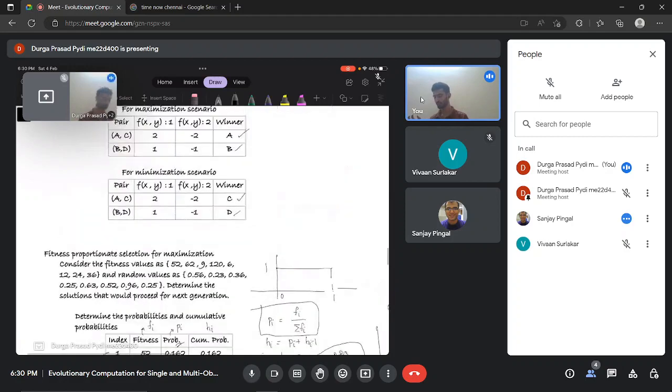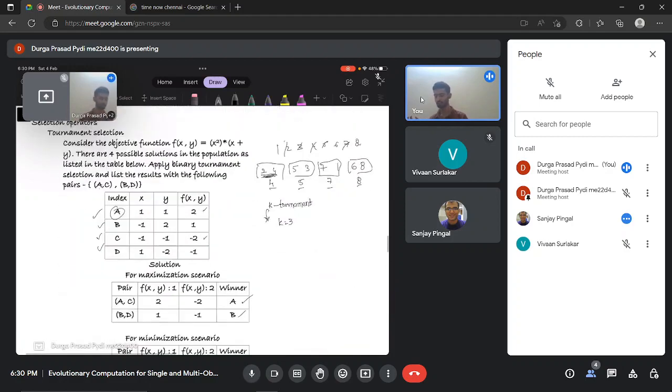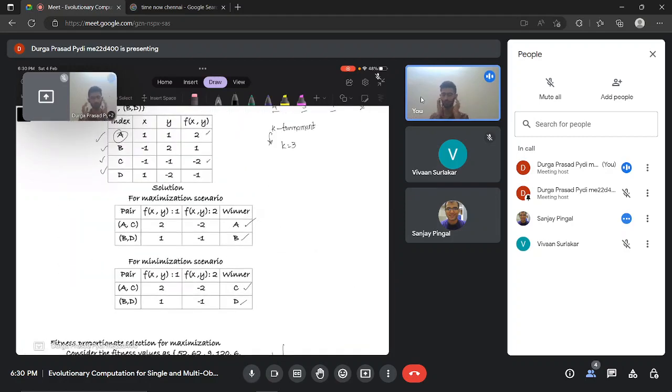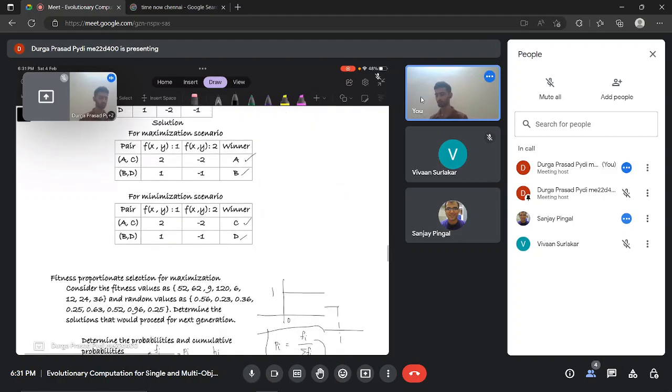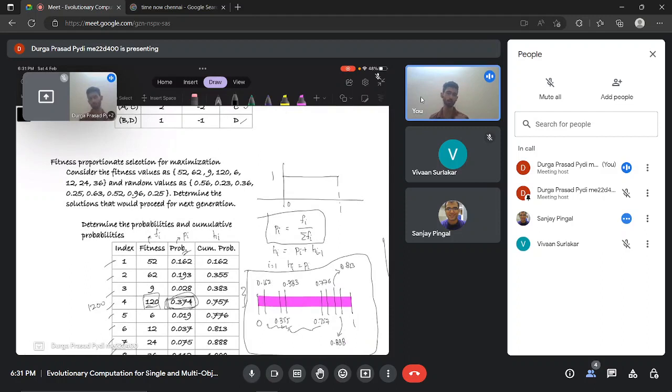But in tournament selection, that is not the case. You can actually use it in both scenarios, either maximization or minimization. Fitness proportionate is not like that. If you want to do a minimization problem and you want to use fitness proportionate, then you have to use the duality principle we have discussed before.